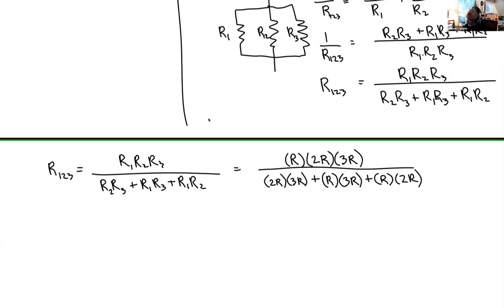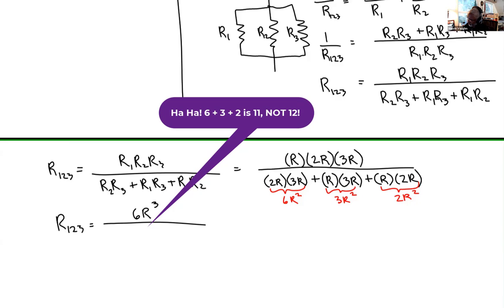Now, notice what we have here. We have in the numerator 6R cubed. In the denominator, let's see, this is 6R squared. This one is 3R squared, and this one is 2R squared. So in the denominator, what is that? 6 plus 3 plus 2, that looks like 11.